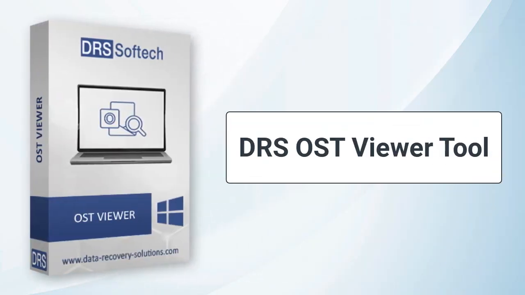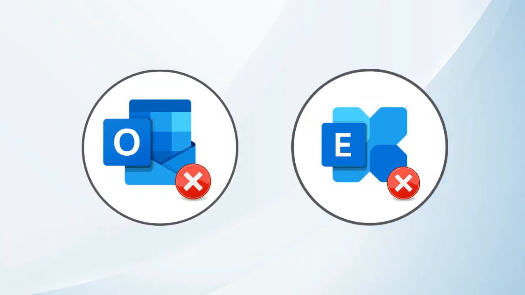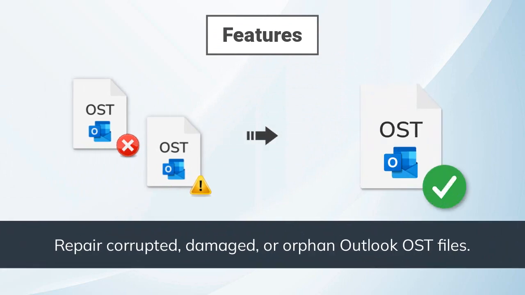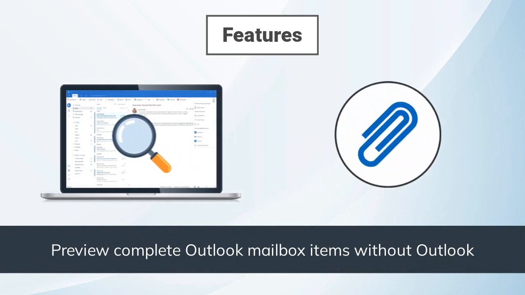DRS OST Viewer Tool. It is the most effective tool to repair and access Outlook OST files without MS Outlook or Exchange. The OST File Viewer application has various prominent features for a better user experience. The OST Viewer can restore corrupted, damaged, or orphan OST files. It displays all mailbox items like emails, attachments, contacts, calendars, etc.